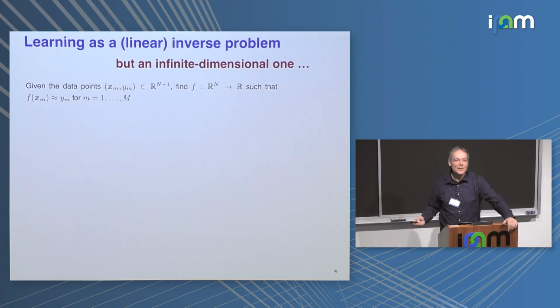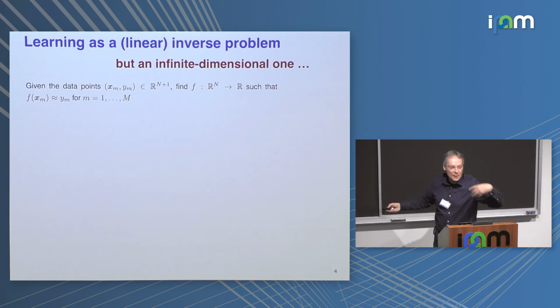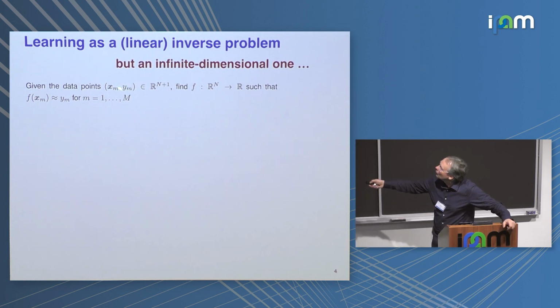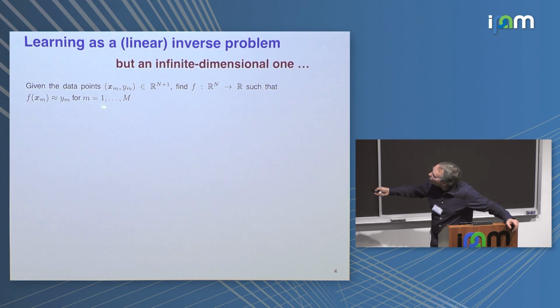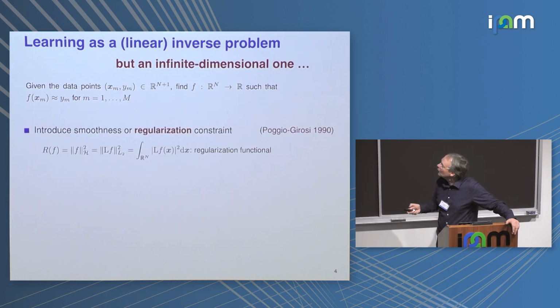Now learning. Okay, so now everyone talks about deep learning. Actually, learning is also an inverse problem, but an infinite dimensional one. Typically you have examples of data points, for example in a regression problem, maybe with a one-dimensional variable. What I'd like to find is a function that goes from R^d, so R^n here, to R, such that the function will fit the data relatively closely, but not too closely, to avoid overfitting.